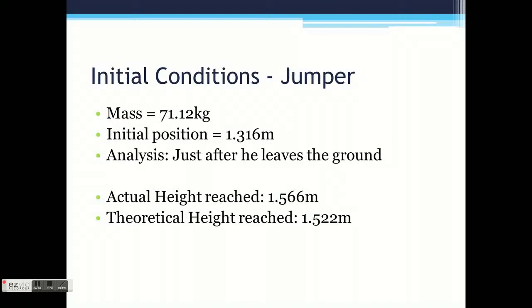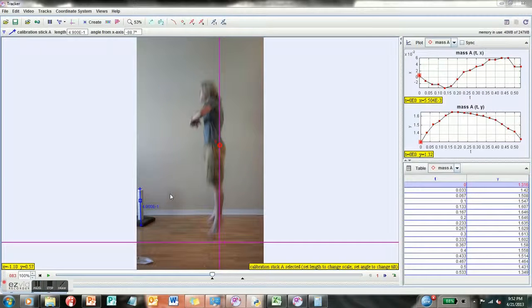Here are my initial conditions for the jumper. The mass I found to be 71.12 kilograms. The initial position of the center of mass was 1.316 meters, and I started the analysis just after he left the ground. The actual height recorded was extremely close to the theoretical height reached.